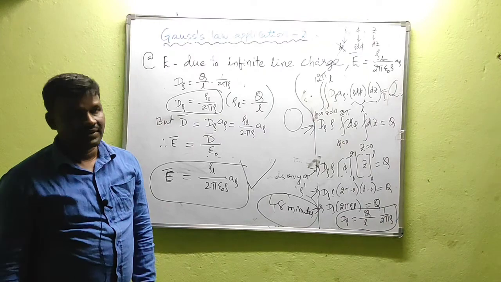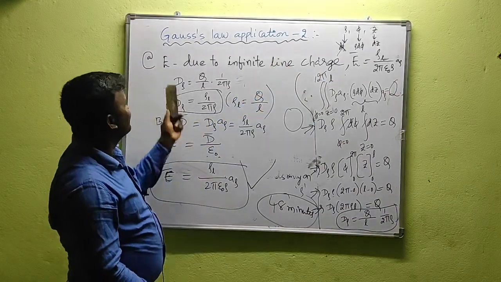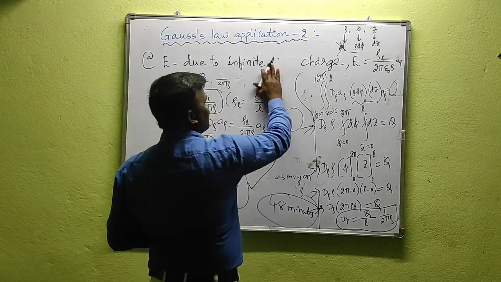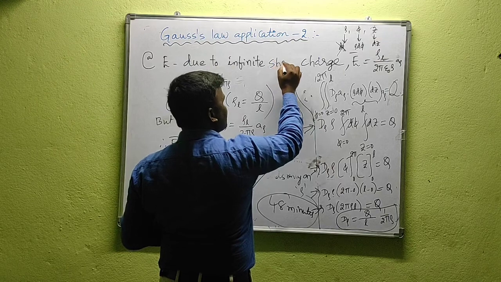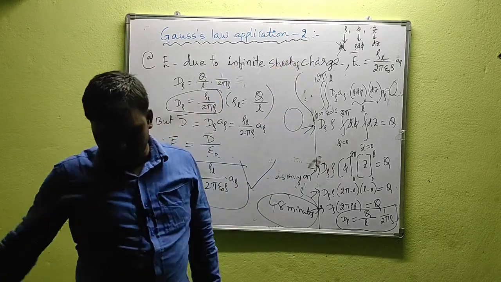Okay, thank you. We will meet in the next class, application number 3. In this we discussed E due to an infinite line charge. Now we need to change this to an infinite sheet of charge.